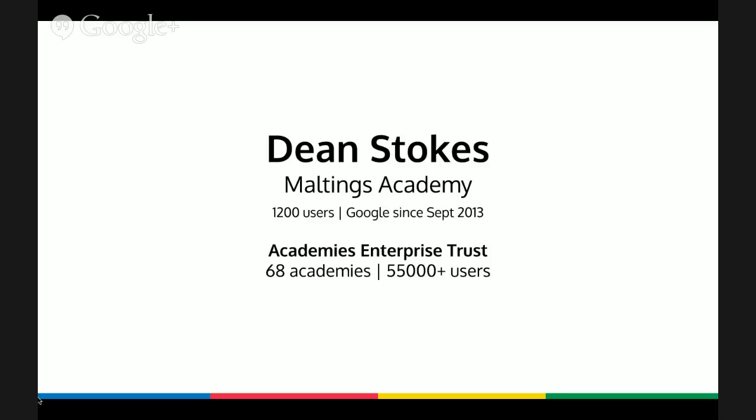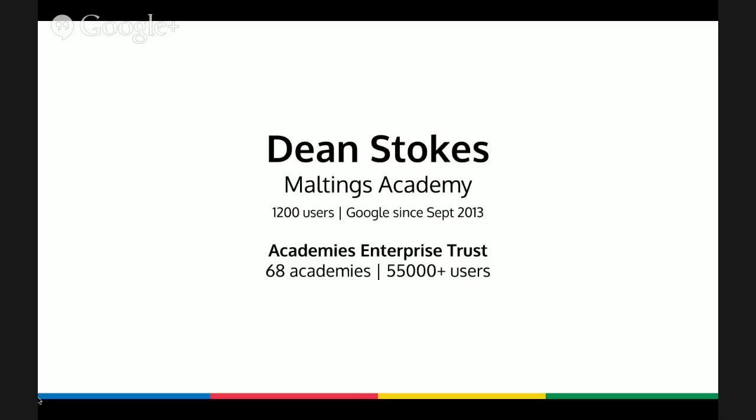Now, Maltings is also part of a big trust called the AET, or the Academy's Enterprise Trust, and they have 68 academies across the whole country, and we share one Google domain actually, so we have lots of subdomains, but overall we're on one Google Apps account, and so we have over 55,000 users. I think we're something like the third biggest user of Google Apps as a trust in the UK, so it's a pretty big deal. Managing a domain of that size comes with its own challenges, but start small and then think big as you move on.